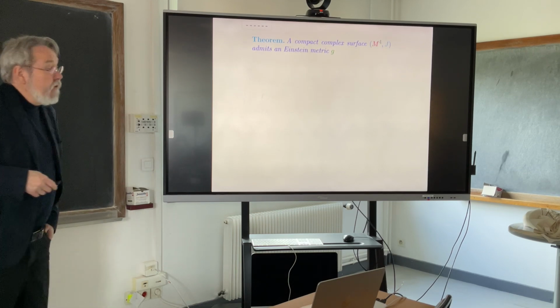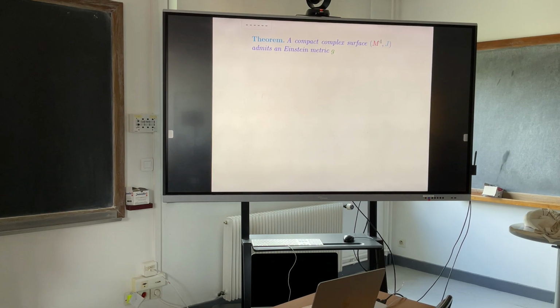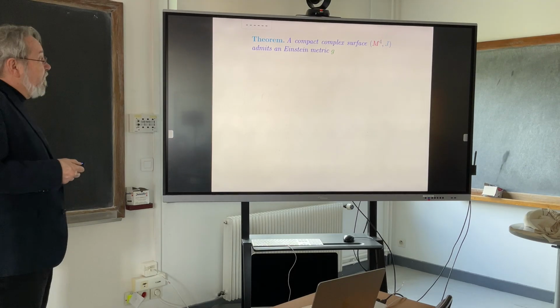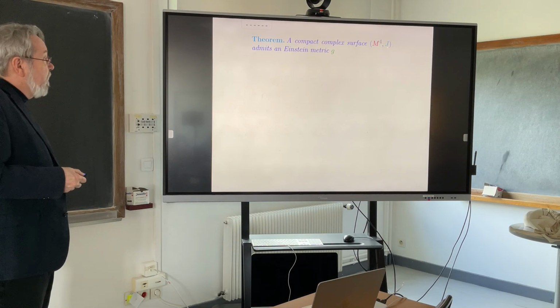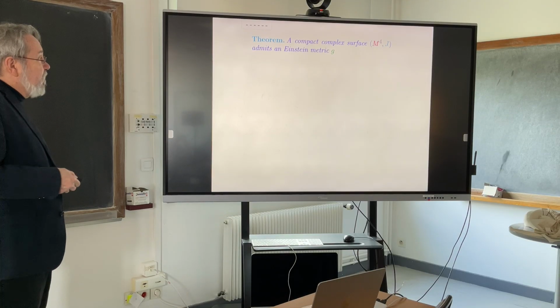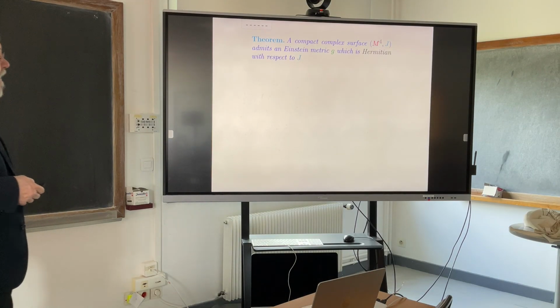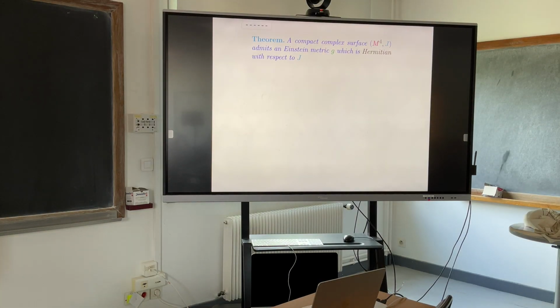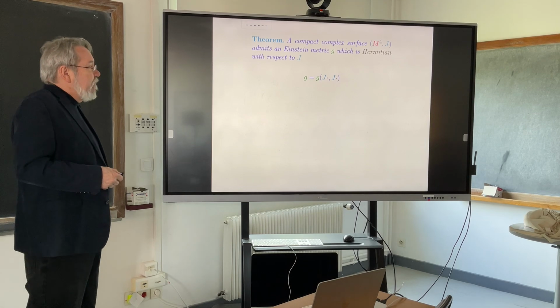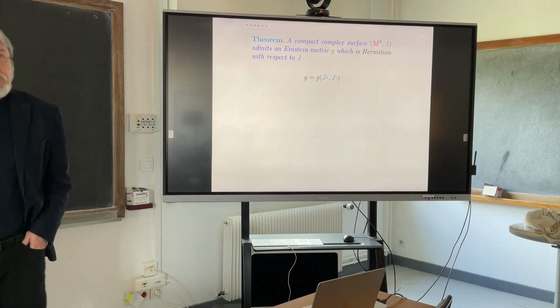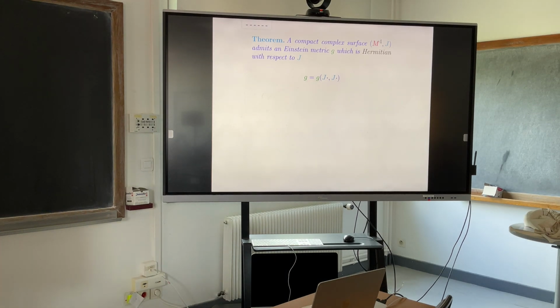And the next theorem does not involve any assumption on the sign of lambda, but we're now going to say, suppose we have a complex surface with fixed complex structure, and we have an Einstein metric which is adapted to the complex structure in the following weak way. It is a Hermitian metric with respect to J, meaning that J acts on every tangent space by an isometry of G. So G is invariant under the action of J on the tangent space.